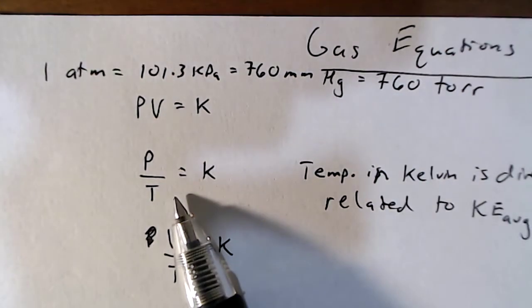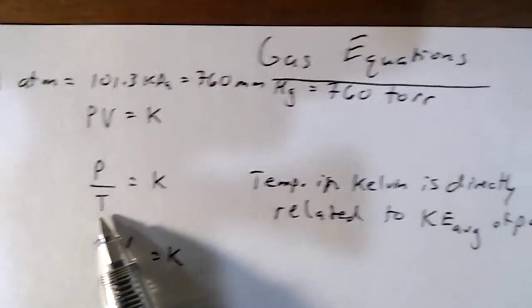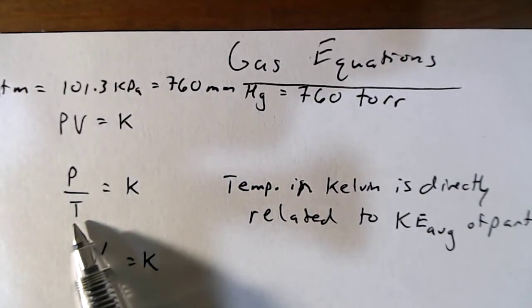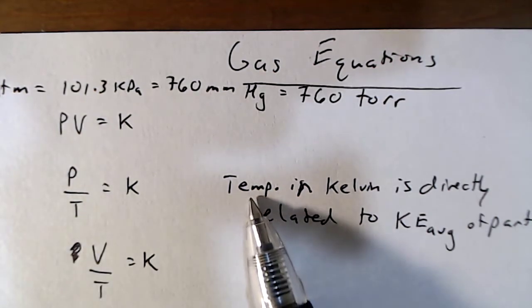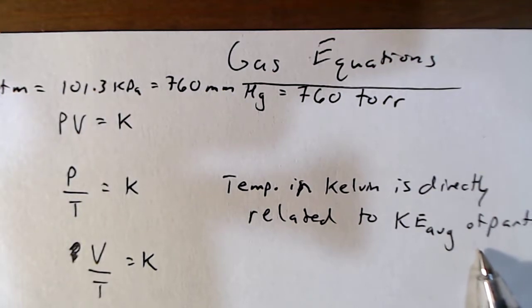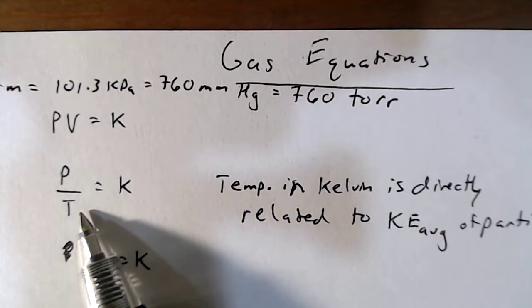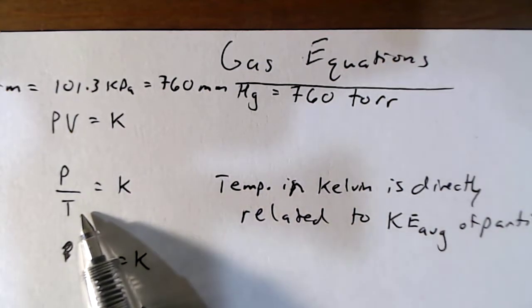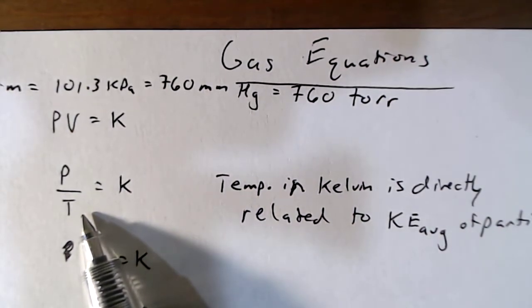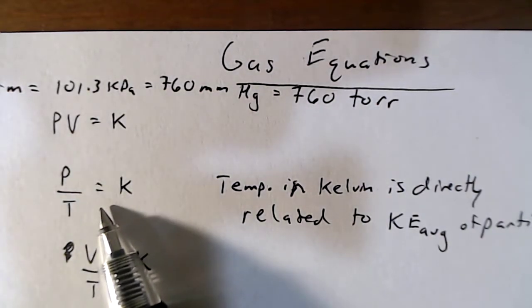But we would have seen in the simulation that pressure and temperature are directly related. If you increase the temperature of your particles, you will increase the average kinetic energy of those particles. The temperature in Kelvin is directly related to the average kinetic energy of the particles. So when you increase temperature, those particles are going to have more energy of motion. They're going to hit the wall harder, creating more pressure. So pressure and temperature are directly related if volume is held constant.